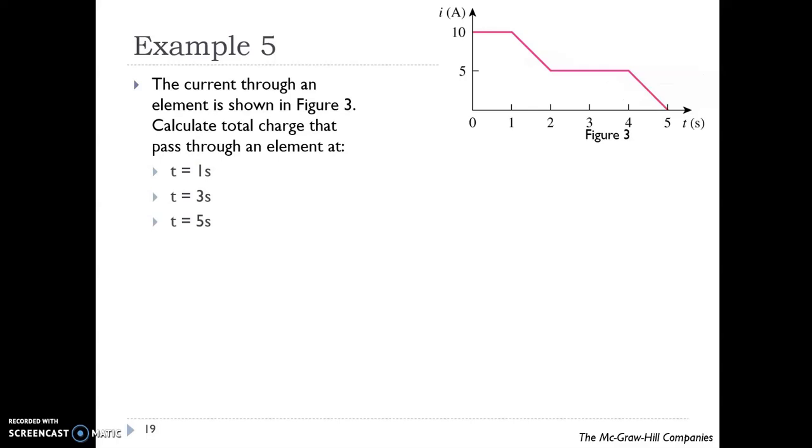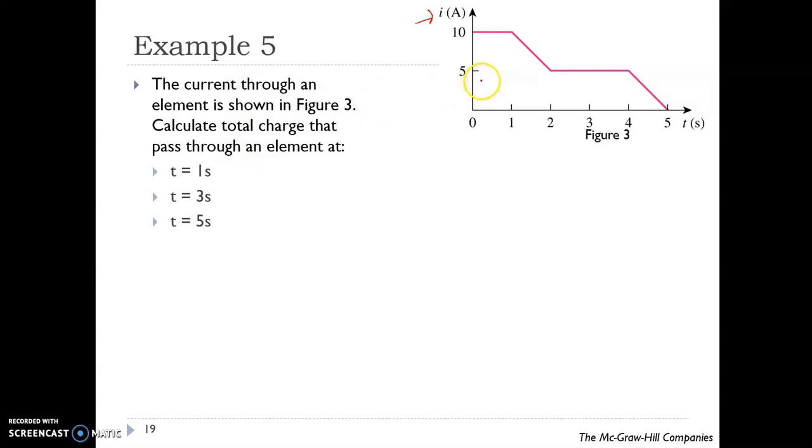Again, you are still given a graph, but this time you are given the current graph. Here this is your current graph, current versus time. How are you going to determine the charge if given the current graph?